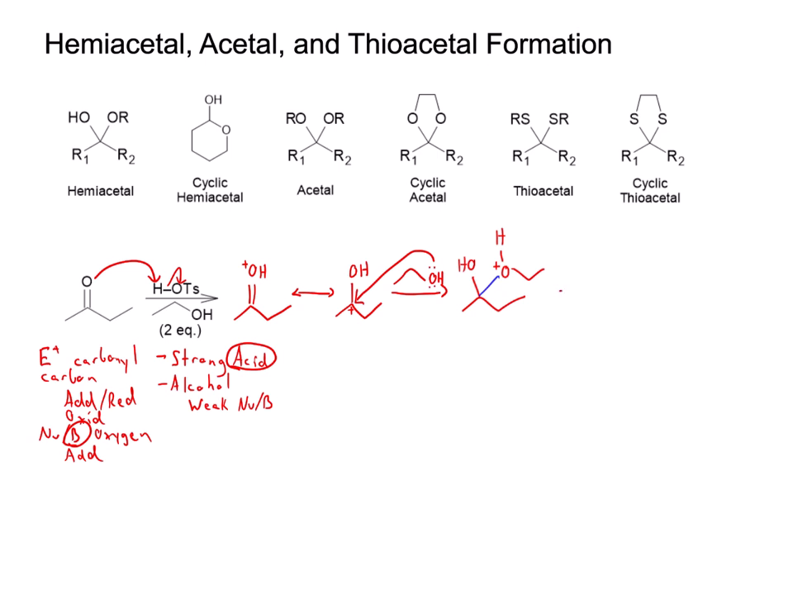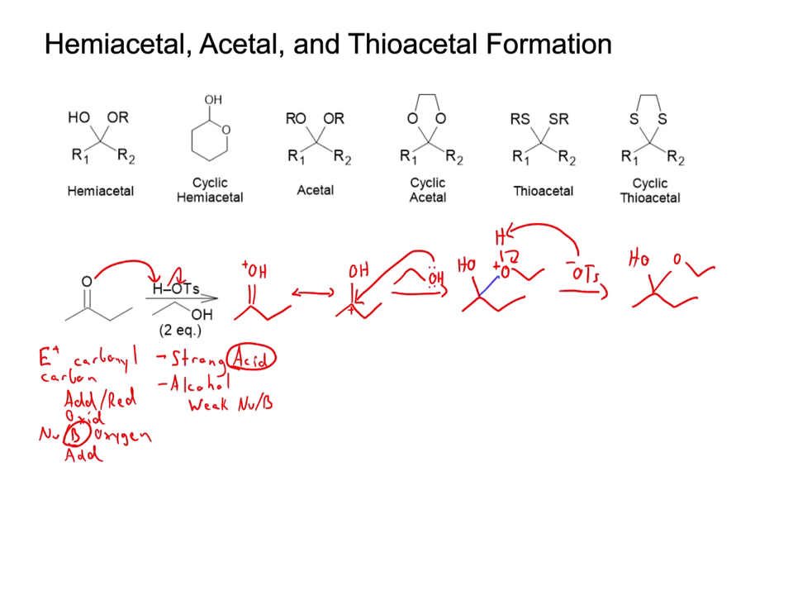In the next step, we take our OTs negative. In other words, we take the conjugate base of our original acid, and we use that to deprotonate the oxygen. This gives us our neutral hemiacetal intermediate. So far in this reaction, it has pretty much mirrored the general mechanism of an addition to an aldehyde or ketone with a strong acid catalyst.